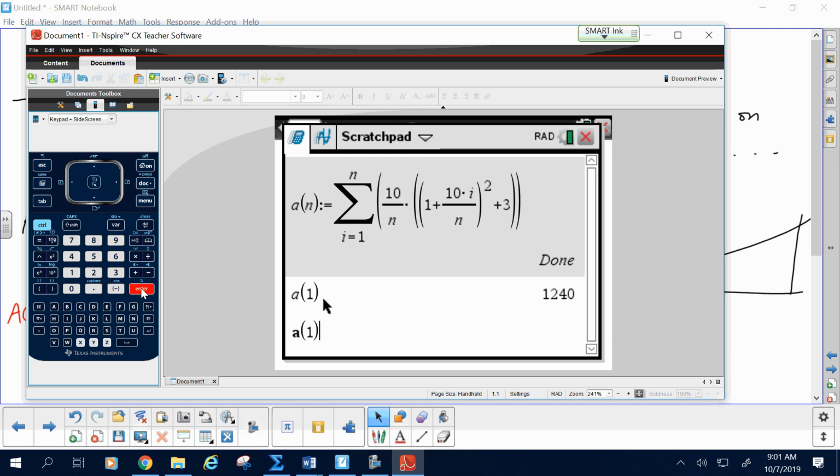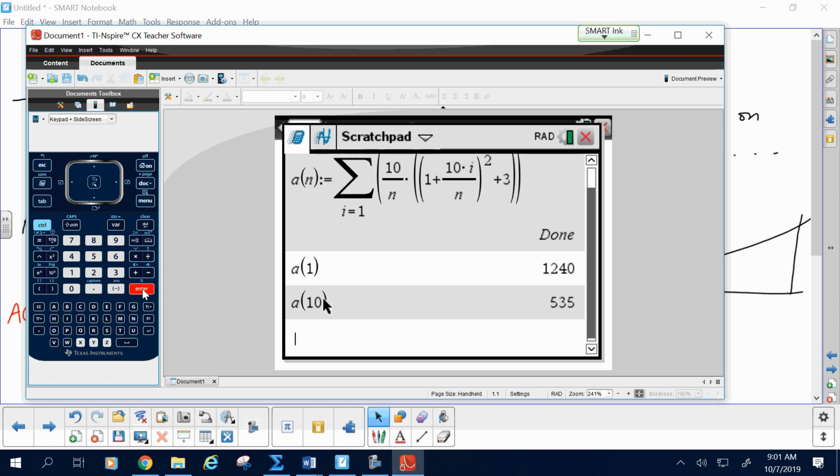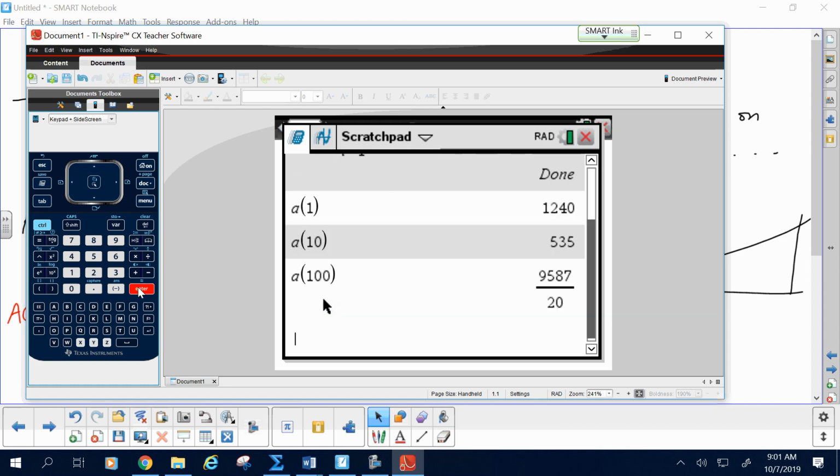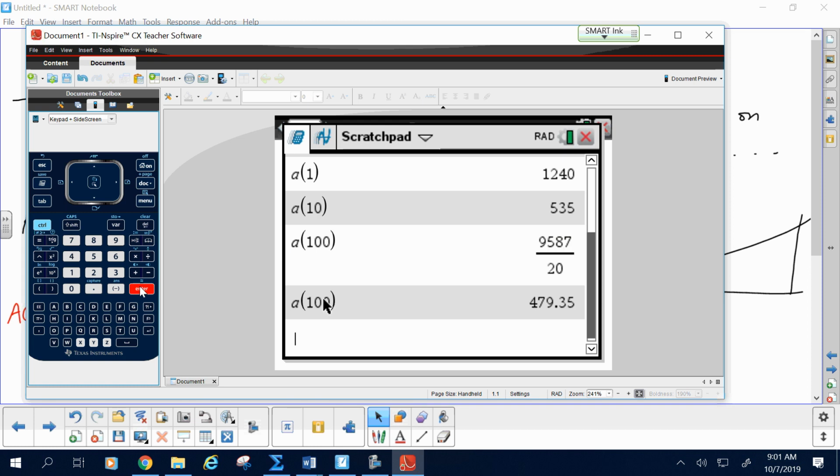Let's go increasing powers of 10. If I said 10 rectangles, I should get less error. So now I'm getting 535, yay? If you try 100 rectangles, you should get a little better estimate. 9,587 over 20, which is about 479.35. Are you getting this? Yeah. Okay, cool. All right. So that's where we were.